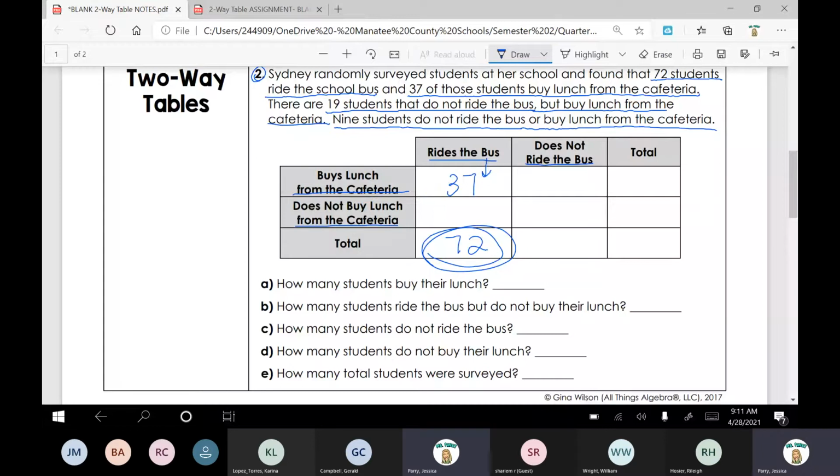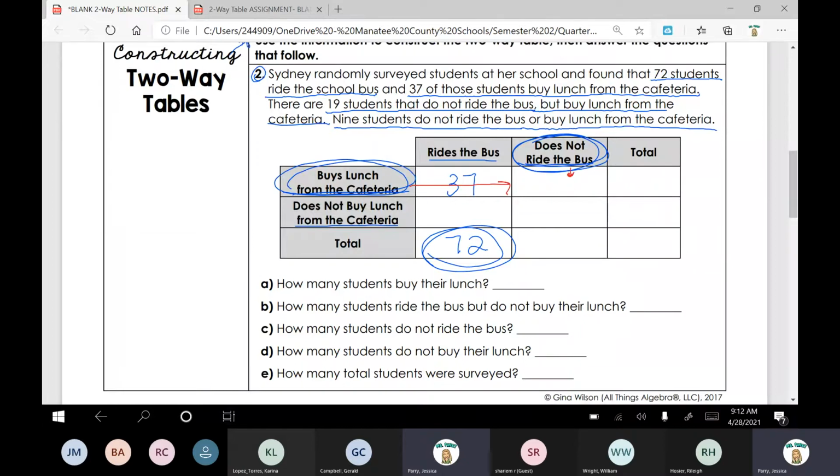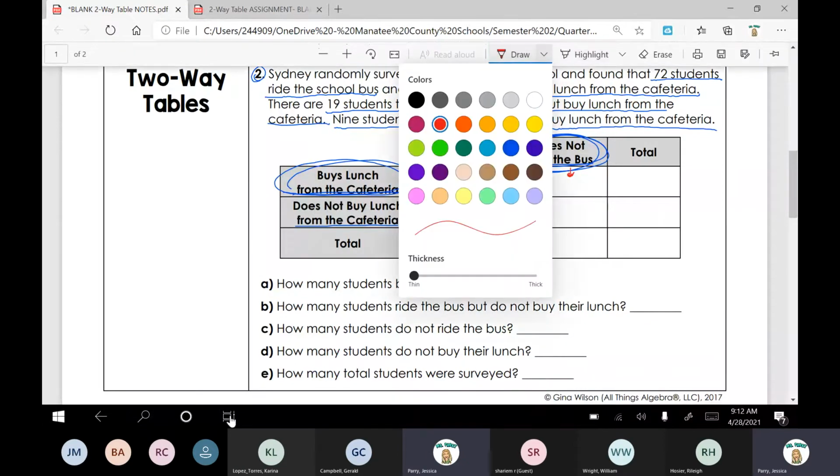Next one, there are 19 students that do not ride the bus, but they buy lunch from the cafeteria. So it does not ride the bus, but they buy lunch from the cafeteria. So I'm going to drag my fingers across until they meet, which here is buys lunch, does not ride the bus. That's where I can put my 19.